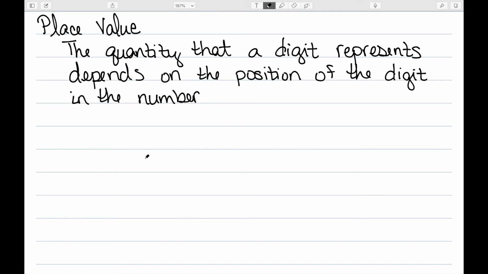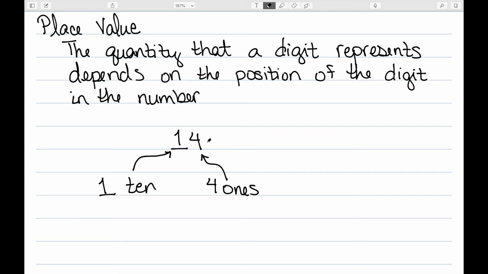In this video, I want to talk about the idea of place value. The idea of place value is that the quantity that a digit represents depends on the position of the digit in the number. So if I consider a number like 14, what this means is we have 1 ten, since that's to the left, and 4 ones, since the 4 is on the right of this number.